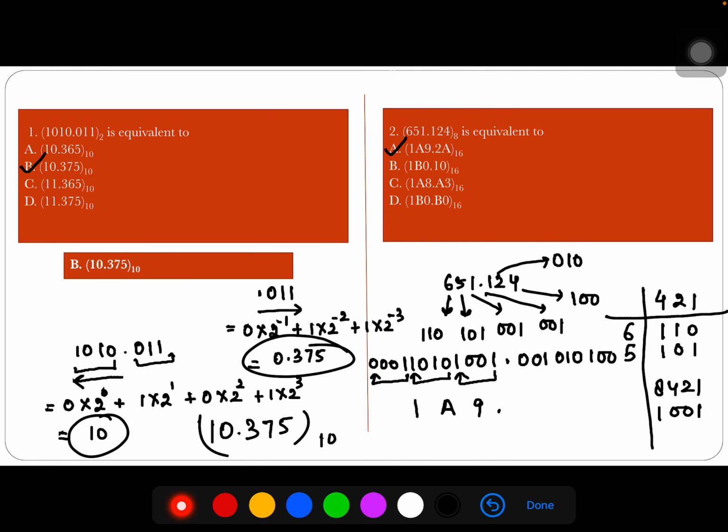For the part that is after the decimal, we will move from left to right and make groups of 4. In the third group, I am falling short of 3 zeros, so let's put them in. Now the first group is 0010, which gives you 2. 1010 will give you A, and 0000 will give you 0. Any 0 at the end after the decimal does not have any value, so 1A9.2A is the correct answer.